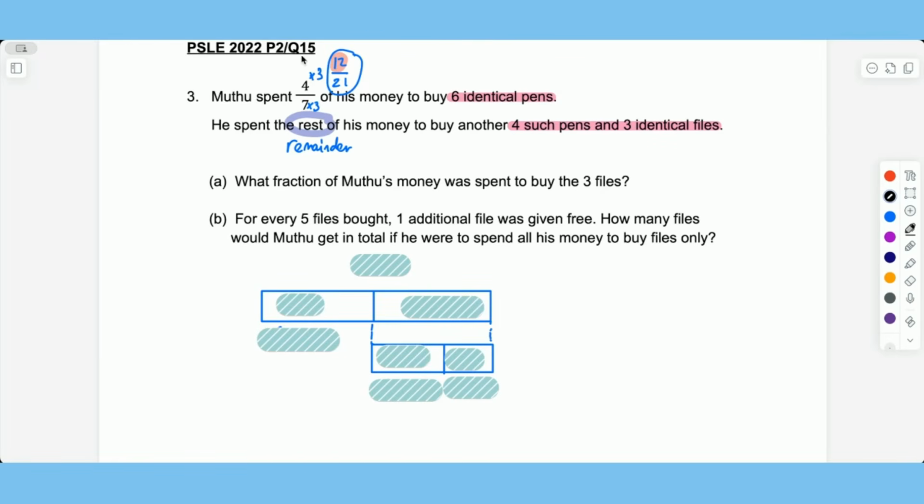We are told that 4/7 of his money was used to buy 6 identical pens. However, we cannot divide this 4/7 equally by 6. I will times the fraction by 3. The numerator times 3 becomes 12. The denominator 7 times 3 becomes 21. Hence, 12 out of 21, this fraction, is used to buy 6 identical pens.